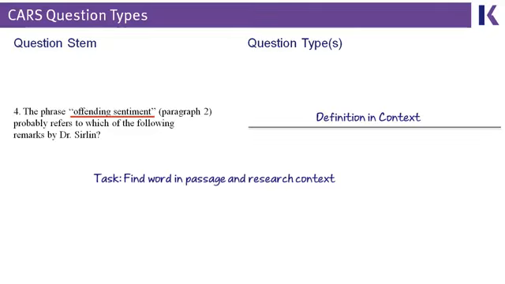One note on definition in context questions: usually the answer choices will have the classic definition of a term or a word, and then also the closer definition from the passage. So watch out when you see the more classic definition of a word. It's usually in the answer choices, and it's usually wrong.